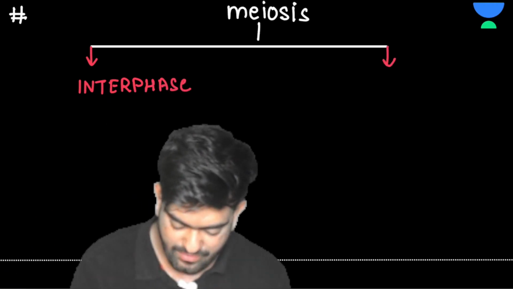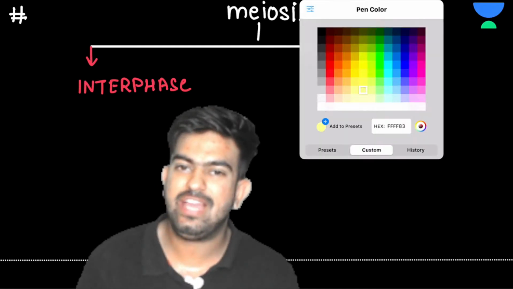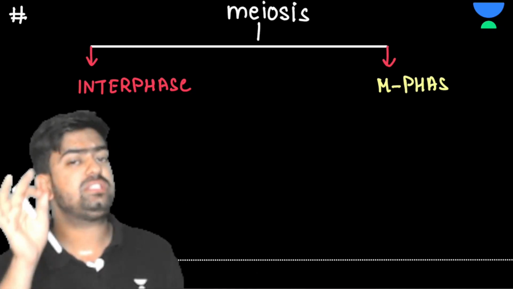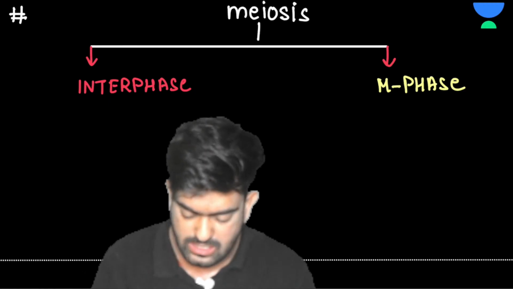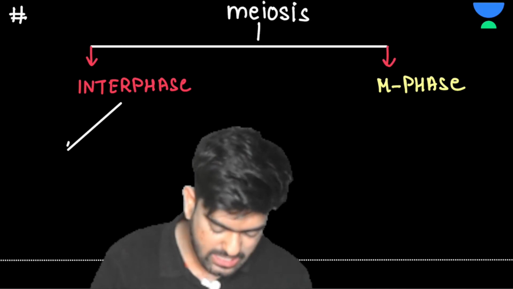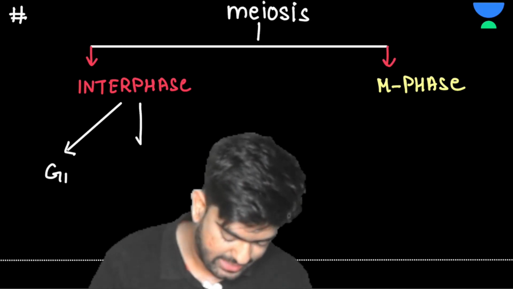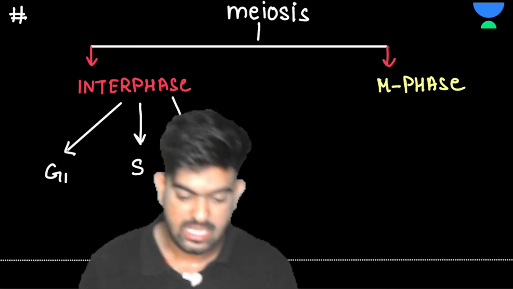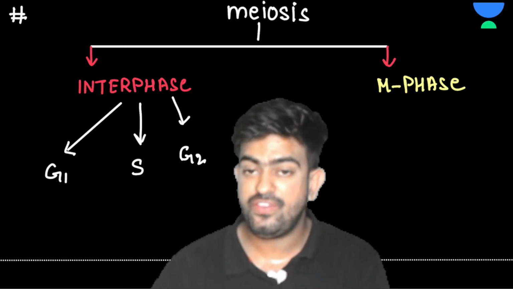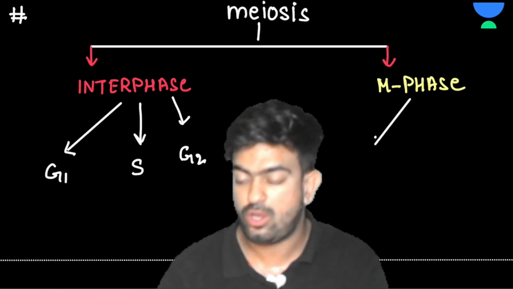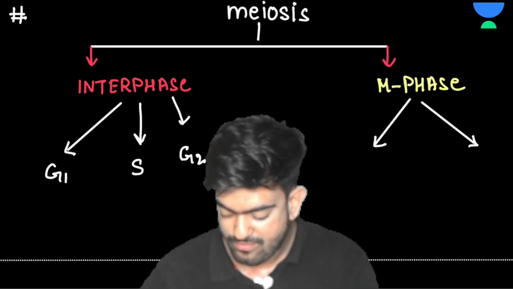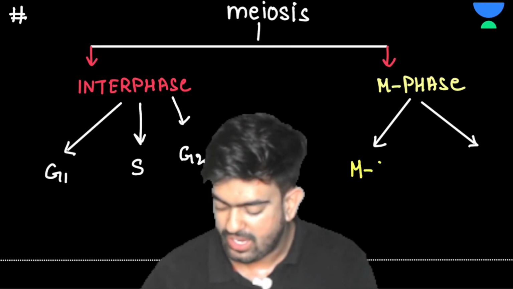So let us write this M phase with some beautiful colors. Clear? Okay, sir. Now, the interphase, very similar to mitosis, is divided into G1, S and G2 phase. Yes or no? Yes, it is. And in a similar manner, if I talk about the M phase, here the M phase is a little bit different from mitosis. The M phase is divided into M phase 1 and M phase 2.